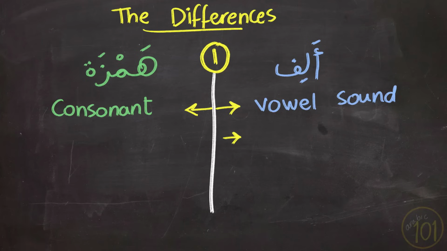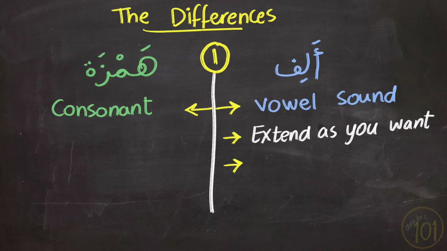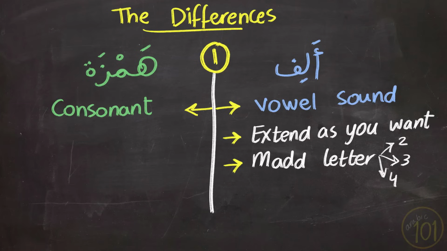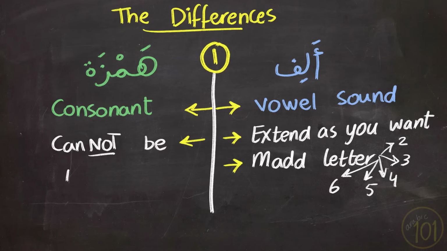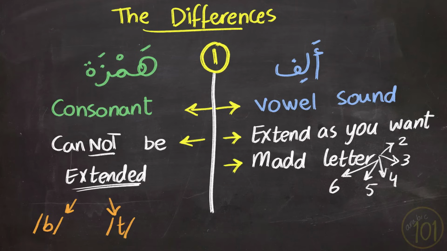So what does this mean? This means that Alif can be extended for as long as you want. That's why it is one of the mad letters in the Quran. It can be extended for 2, 3, 4, 5, and even 6 harakat. But the Hamza, being a consonant, cannot be extended. The sound is just like any other consonant sound. B, T. They cannot be extended.